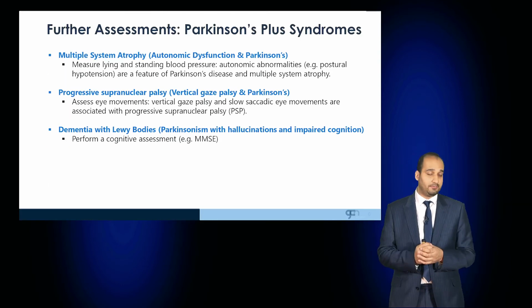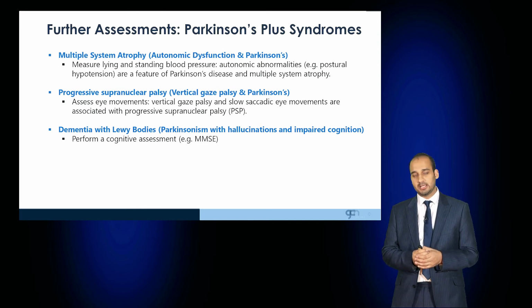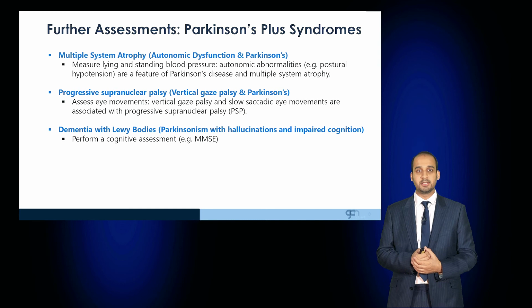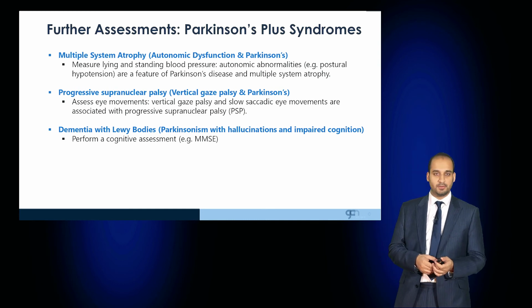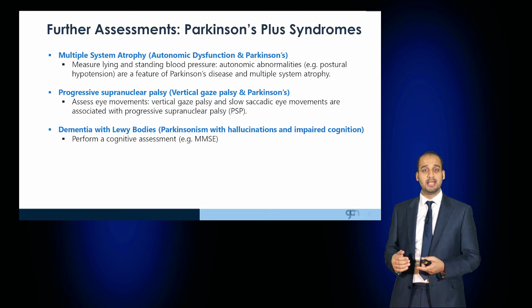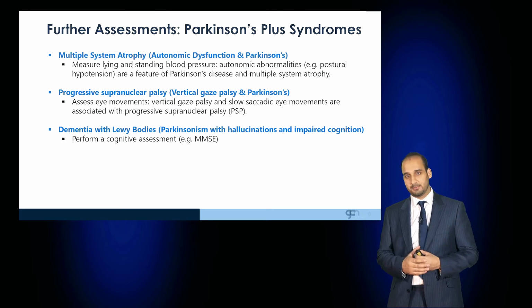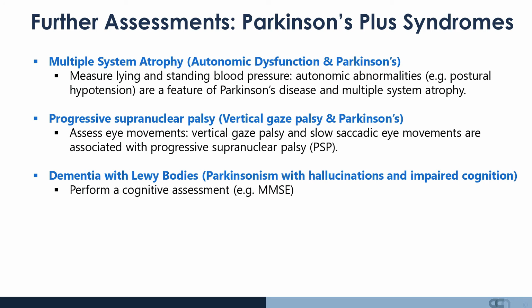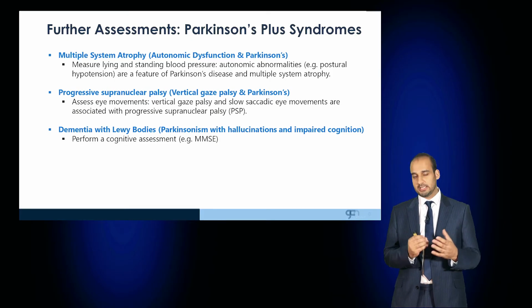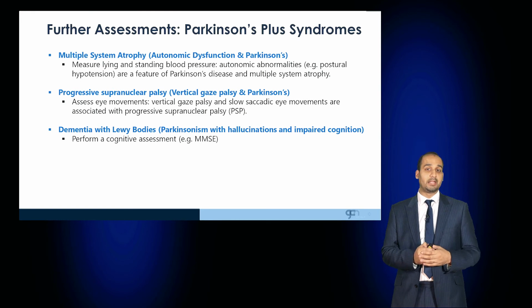So once you've picked up all of these findings on examination, to help determine whether there's a Parkinson plus component, you can assess the patient's autonomic function by determining their lying and standing blood pressure, and if there's a drop, consider multiple system atrophy as a diagnosis. You can assess vertical eye movements, and if there's a vertical gaze palsy or slow saccadic movements, this is associated with progressive supranuclear palsy. You can perform a cognitive assessment using a mini mental state examination, and if this demonstrates impaired cognition, you can consider dementia with Lewy bodies as a diagnosis.